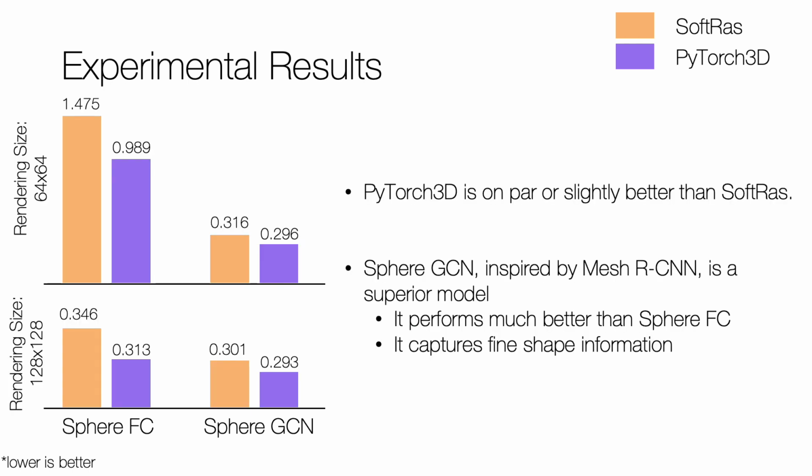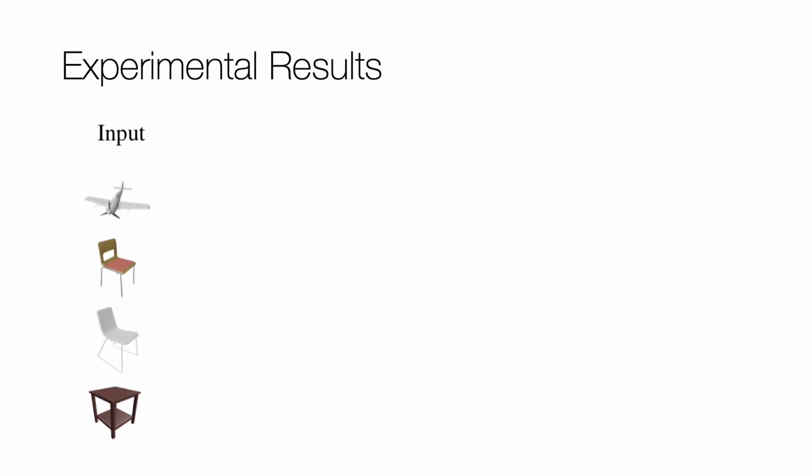From these experiments, we observe that PyTorch3D works great. We also note that Sphere GCN, inspired by Mesh R-CNN, is a superior model for this task. This is also shown qualitatively. Consider these input images at test time.